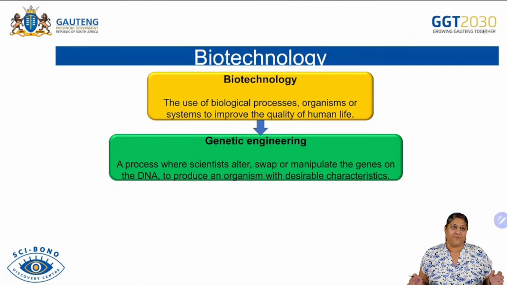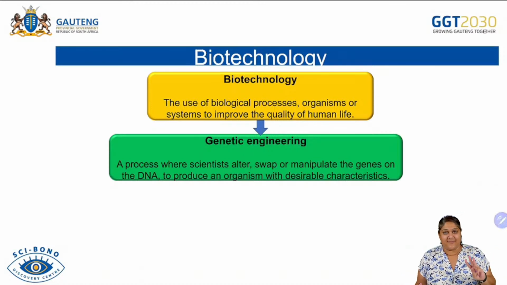For example, sweeter fruit, okay, or pest-resistant crops. Okay, those are characteristics that we would want, right? So they alter the genes in order to achieve that. Right, and this process is falling under a bigger process which is called biotechnology. Biotechnology is like the general term, and then genetic engineering is a form of biotechnology.